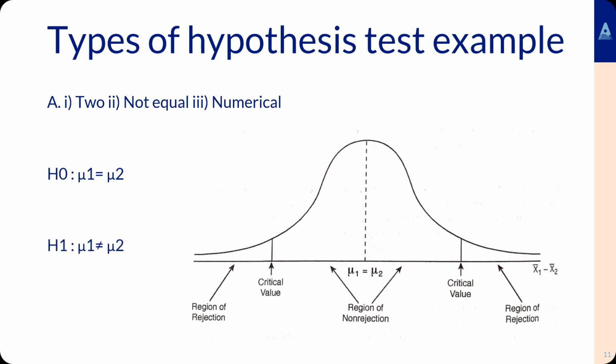And then thirdly, it's numerical data because it's grades in an exam. So we've got three characteristics: two populations, the not equal operator in the alternative hypothesis, and it's numerical data. So that specifies the type of test we can carry out on this data.